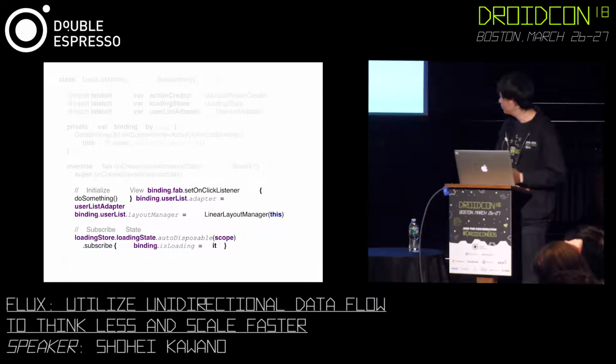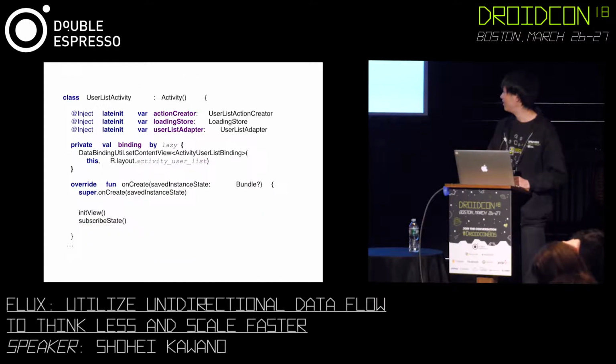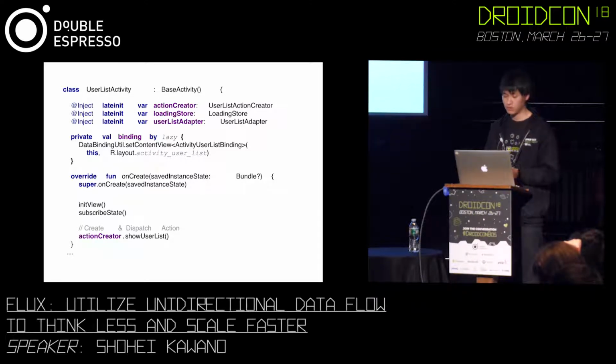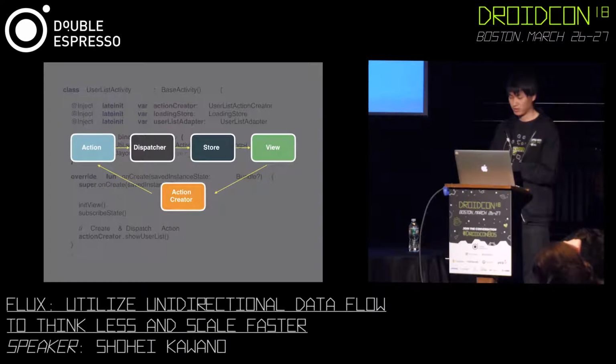And notice that in order to have more space in the slide, I'm going to extract these into private functions. So the activity now looks like this. It's pretty simple, right? And finally, we call the action creator's functions. In this case, we call actionCreator.showUserList, which is a function call of the action creator. And that's it for the view component.